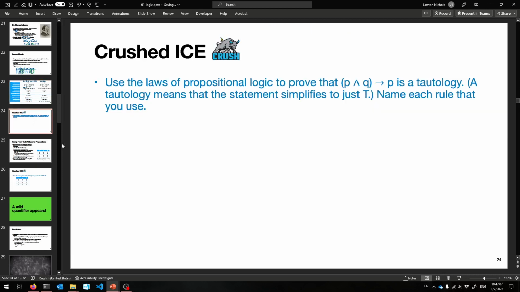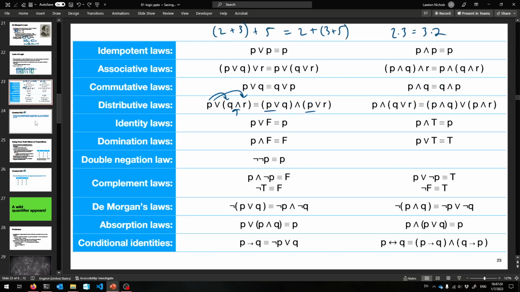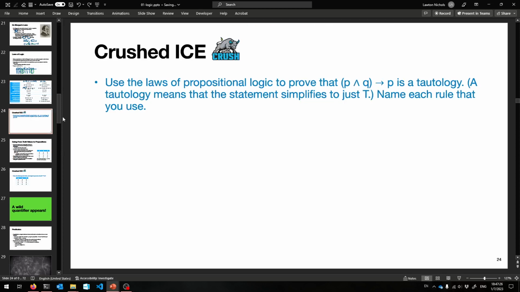Try to use the laws to prove that P AND Q implies P is a tautology. How do you prove that something's a tautology? Well, first of all, you could write the truth table out, but I want you to use the laws instead. What does it mean to be a tautology using these laws? It means that you can simplify the thing. This whole thing becomes just true by itself. It's always true, right? And then you should name each law that you use. All right?